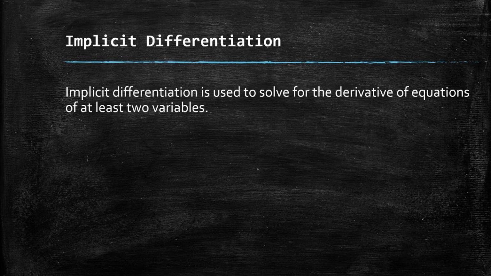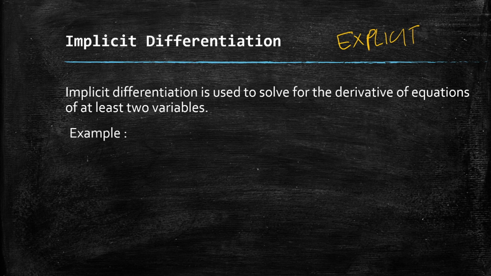So what we did in our previous lessons, in our previous videos, is explicit differentiation. Explicit differentiation implies that our function is already given. It's always a y with respect to a function of x. So all of the givens are functions. But not all the time are we given a function. Sometimes we're given an equation of at least two variables.